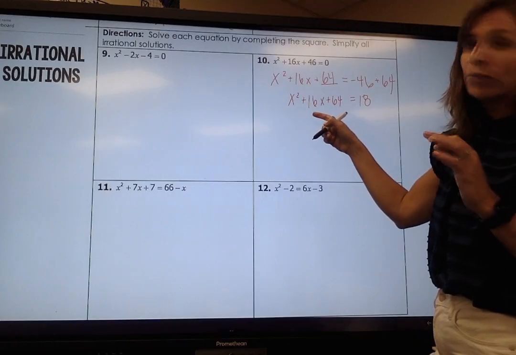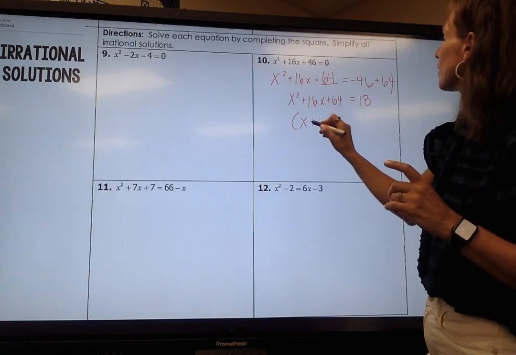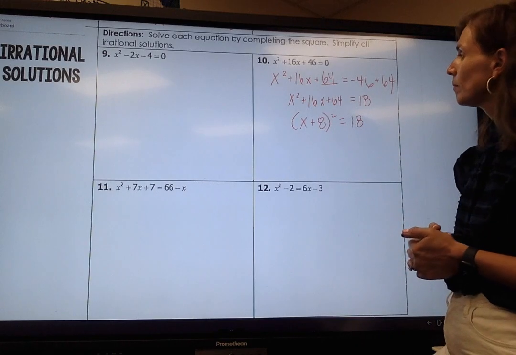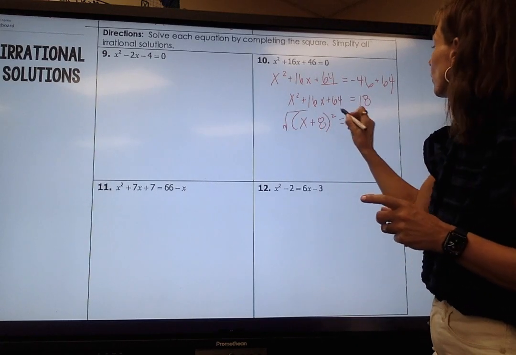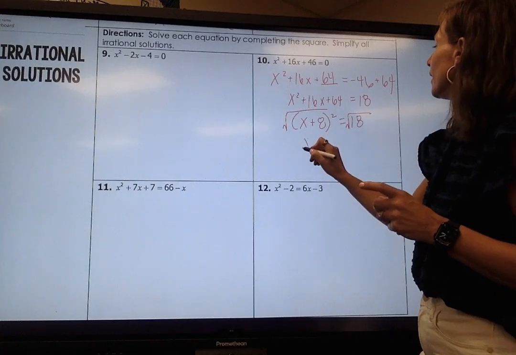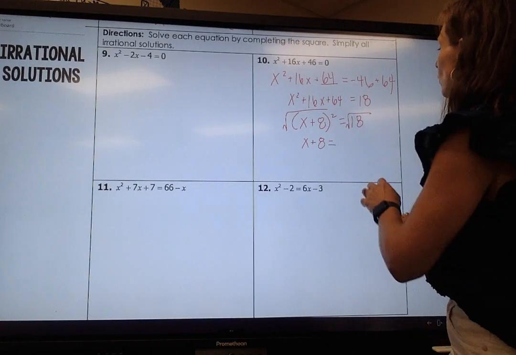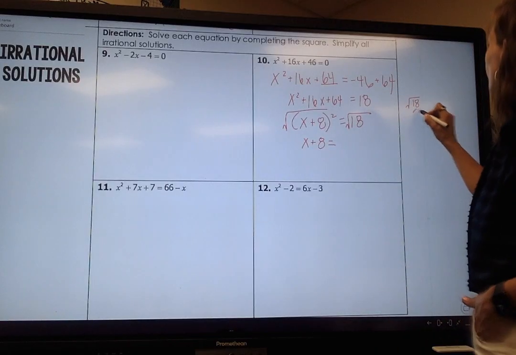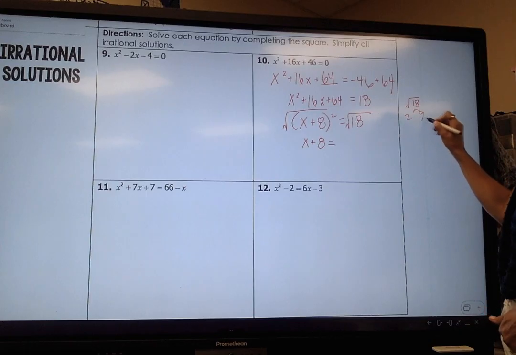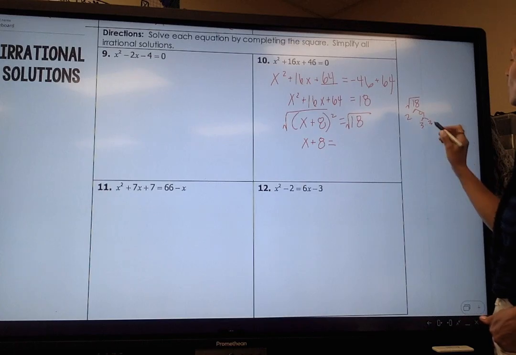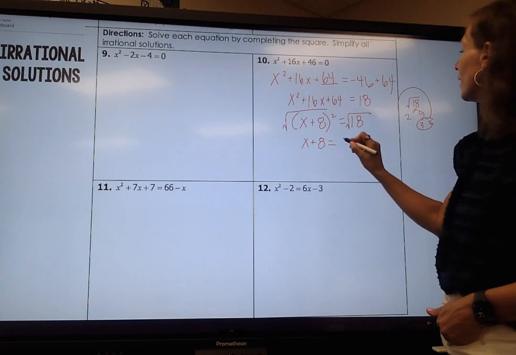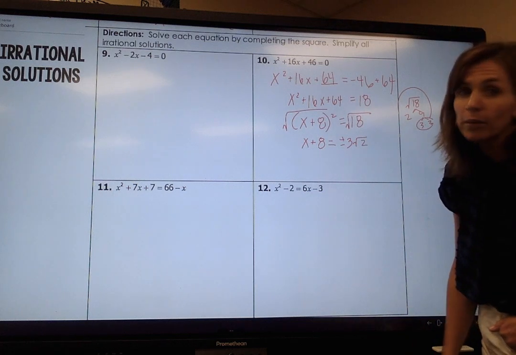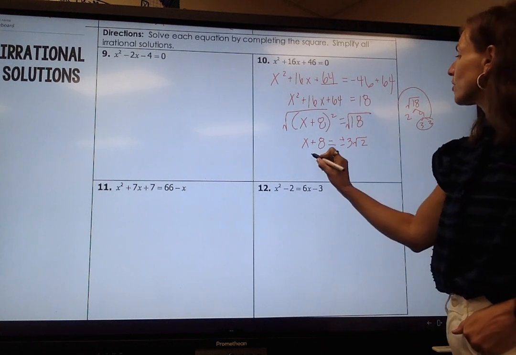I'm going to factor this square, which is x plus 8 squared equals 18. Now I'm going to take the square root, and I get x plus 8 equals, you've got to simplify this. So if you simplify square root of 18, I get 2 and 9, 3 and 3. So I can take a 3 out, and I have plus or minus 3 square root of 2. You with me? And now I just subtract 8.